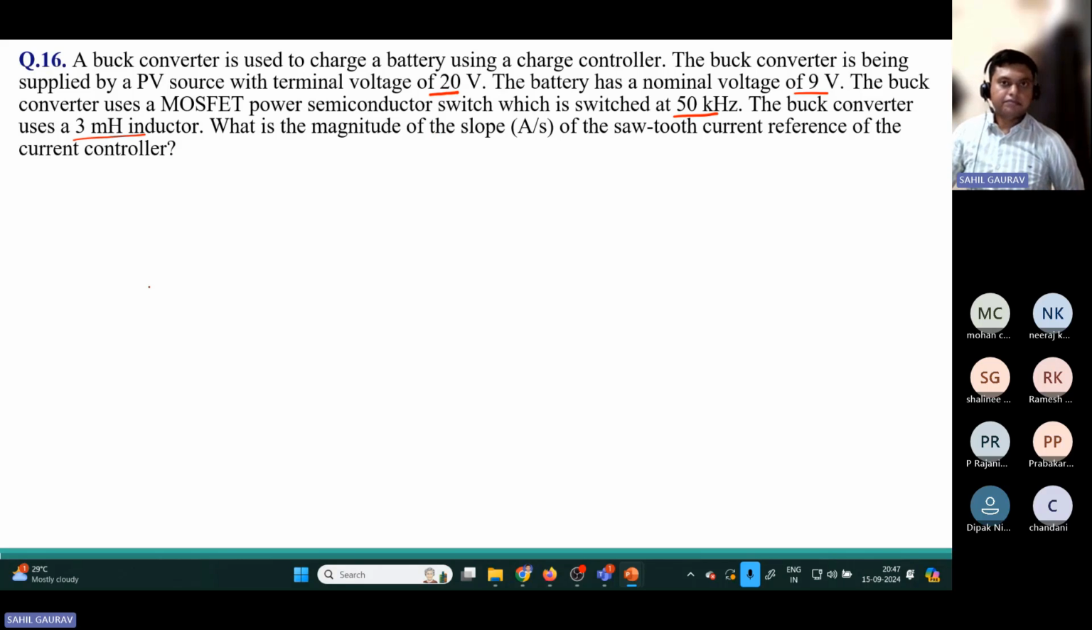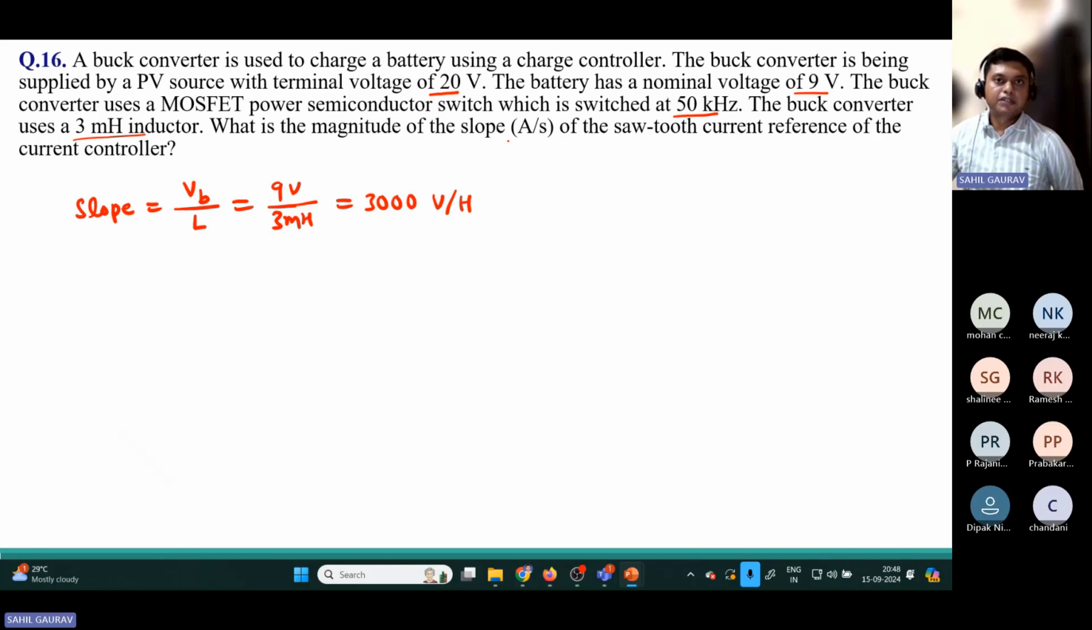So we know that the slope during turn off condition will be battery voltage upon L. Battery voltage is 9 volt, L is 3 millihenry. So 9 volt per 3 millihenry. So it will be 3000 volt per henry. But they are asking in ampere per second. So the unit will be the same, 3000 ampere per second.